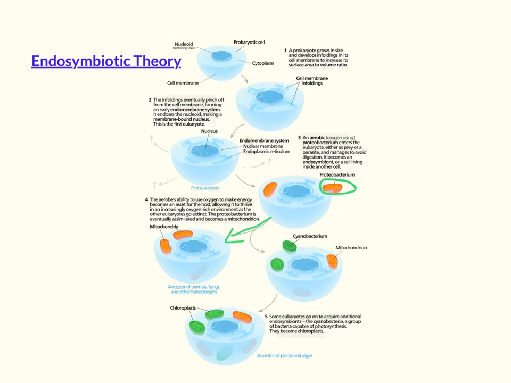The same thing happened to prokaryotic cells we call cyanobacteria because they can make their own carbohydrates. These cyanobacteria became chloroplasts, and the ATP-producing prokaryotic cells became mitochondria.